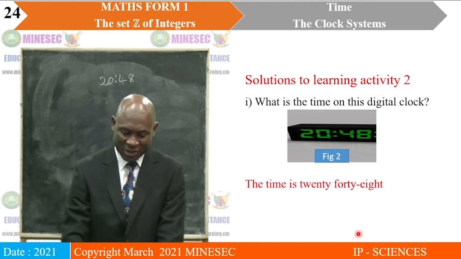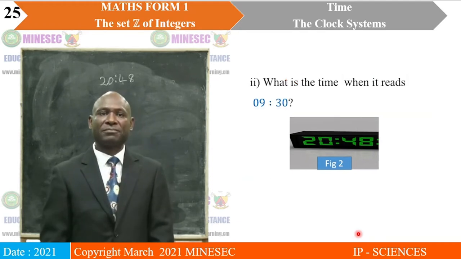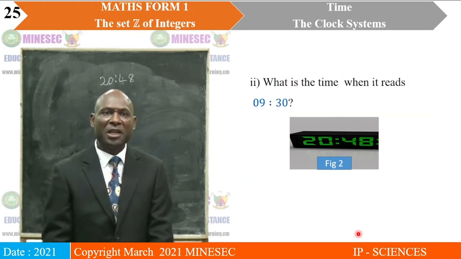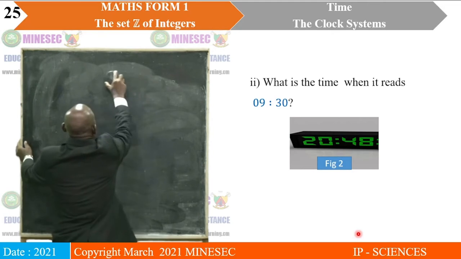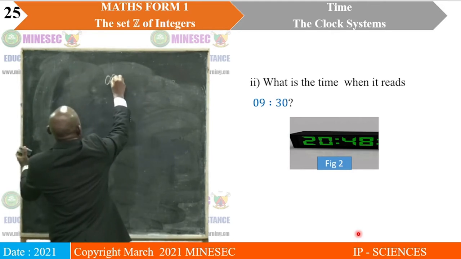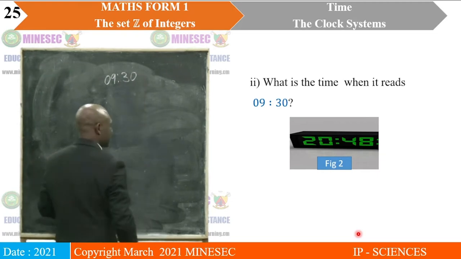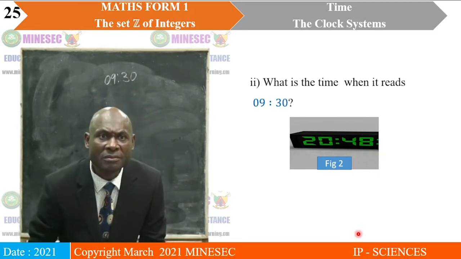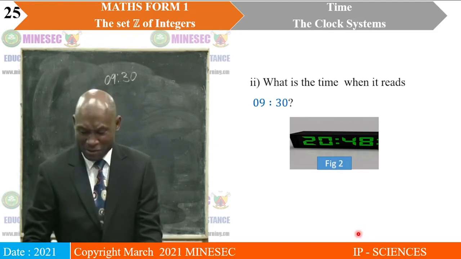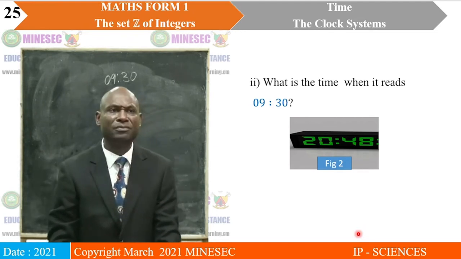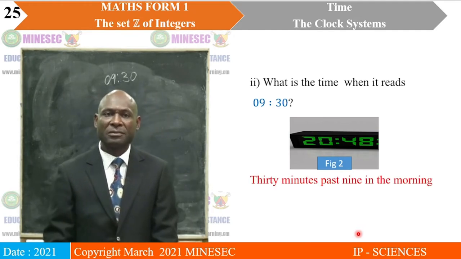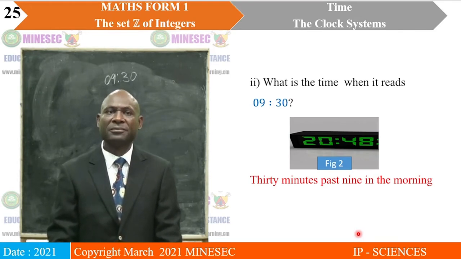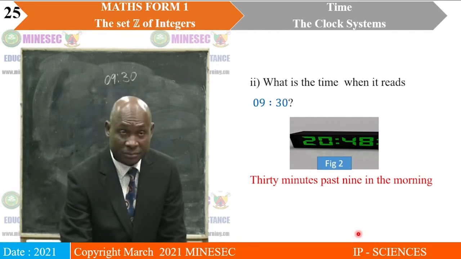As we go on, we'll actually see more of it. What is the time when it reads 09:30? We simply say the time is 9:30 by the digital clock. 30 minutes past 9 in the morning. 09:30. The time is 30 minutes past 9 in the morning, according to the digital clock.